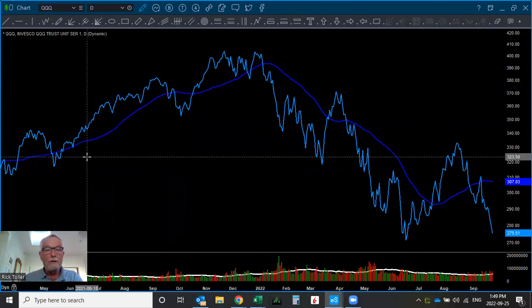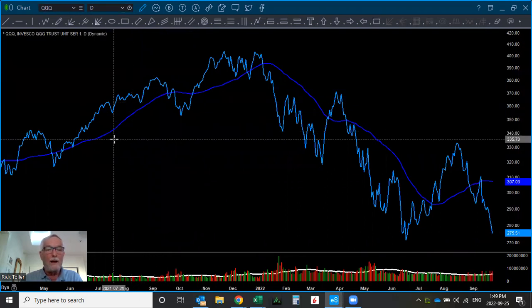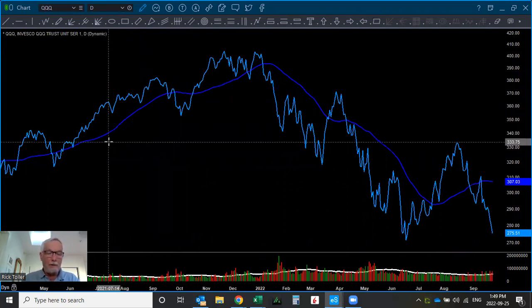But so this is how I look at a line chart. And any of you that have the stocks app on your iPhone, that's basically what you're getting. You're just getting a simple daily close chart, which is moderately useful for determining the trend.